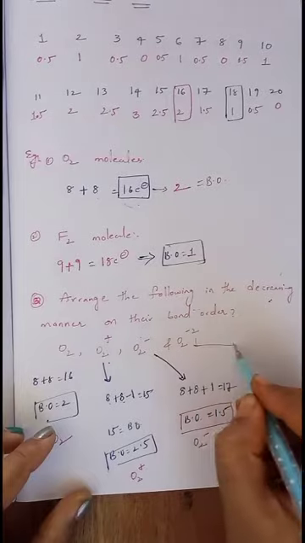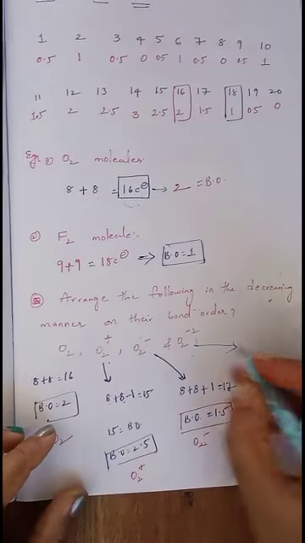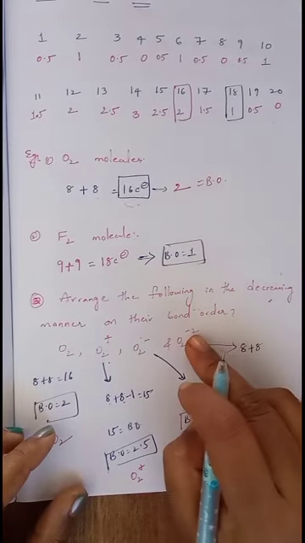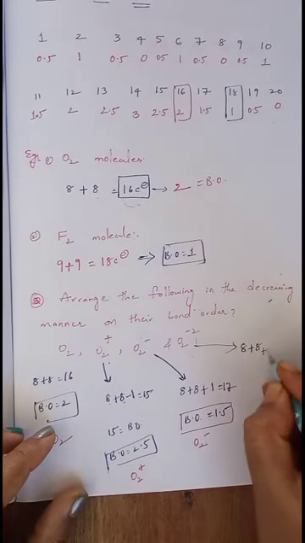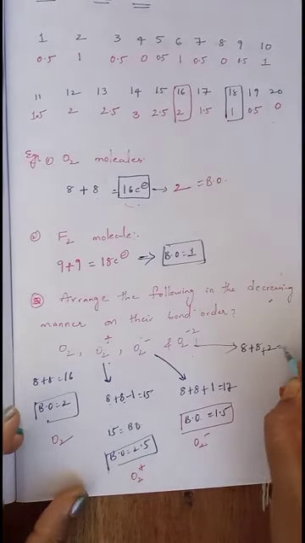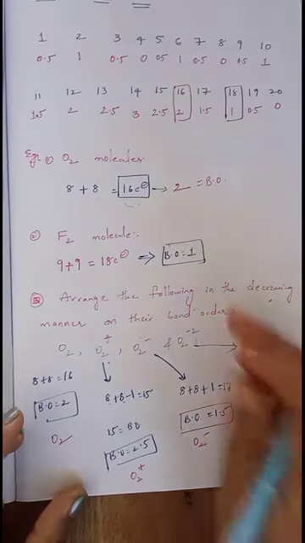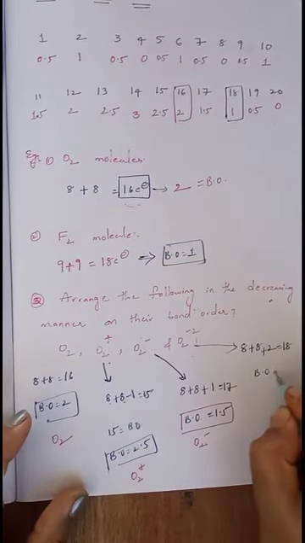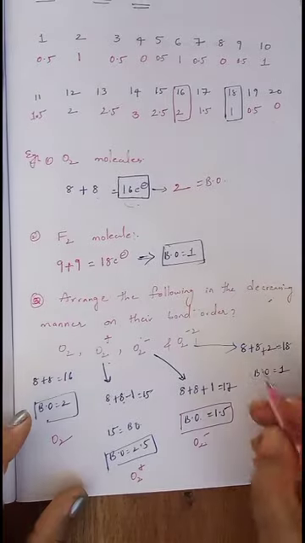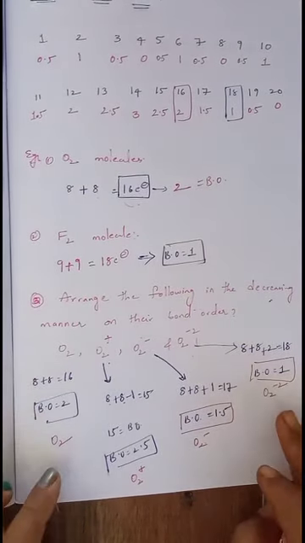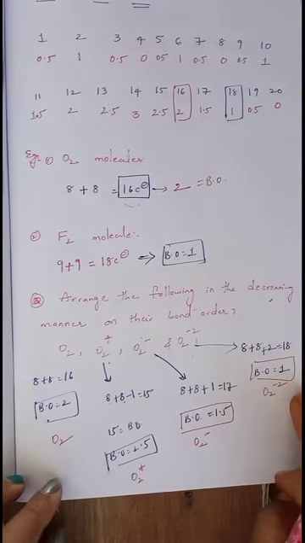Next, for the O2 minus 2 molecule. 2 oxygens are there, 8 plus 8. Then 2 negative charges, so add plus 2. The total number of electrons is 18. For 18 electrons, what is the bond order? The bond order equals 1. So this bond order 1 is for O2 minus 2. Now we have calculated bond orders for all the 4.